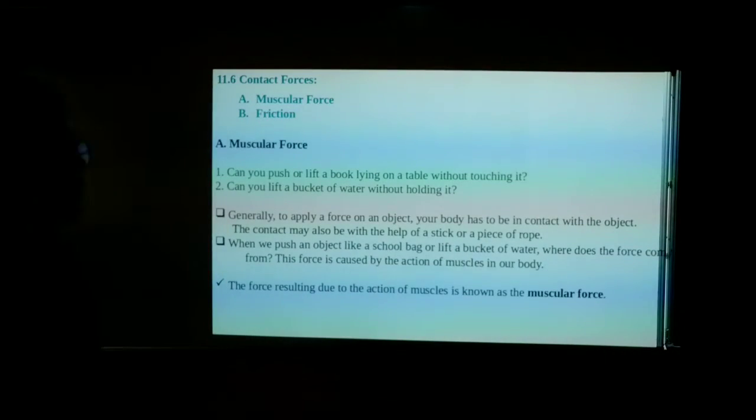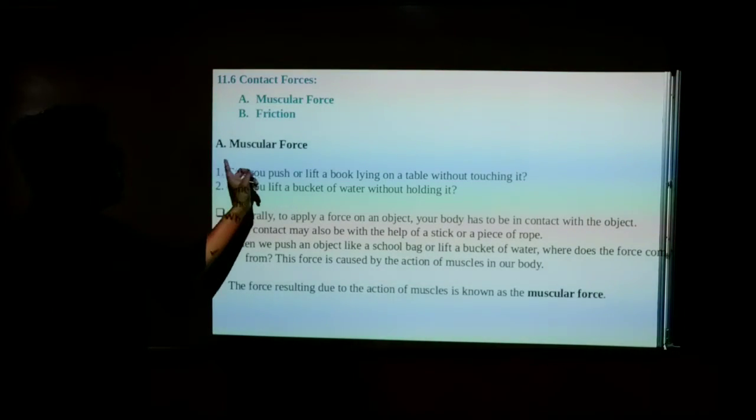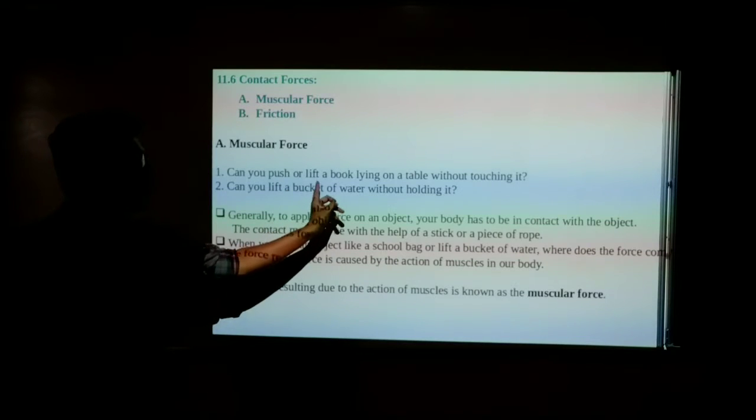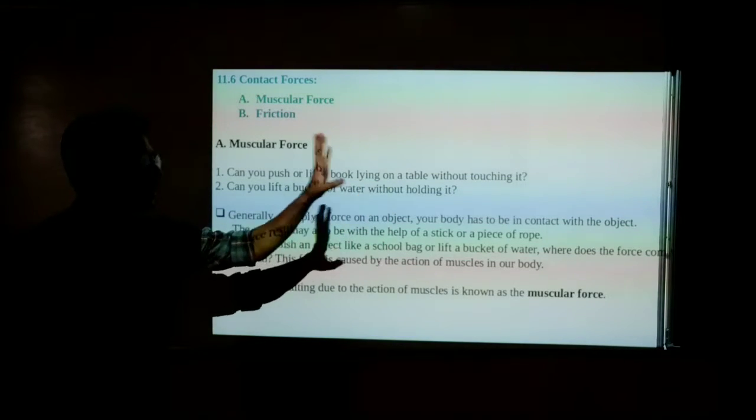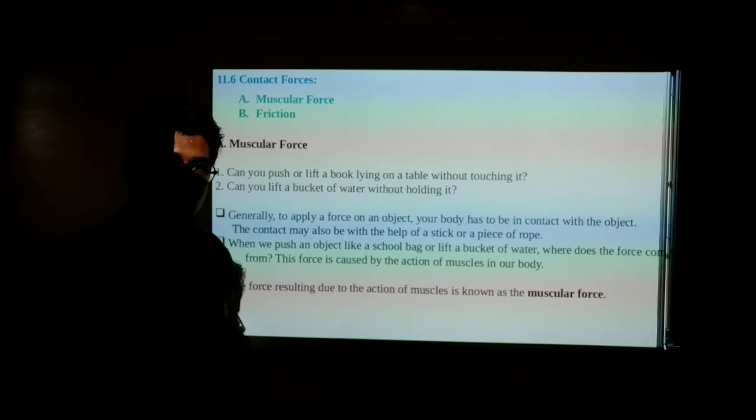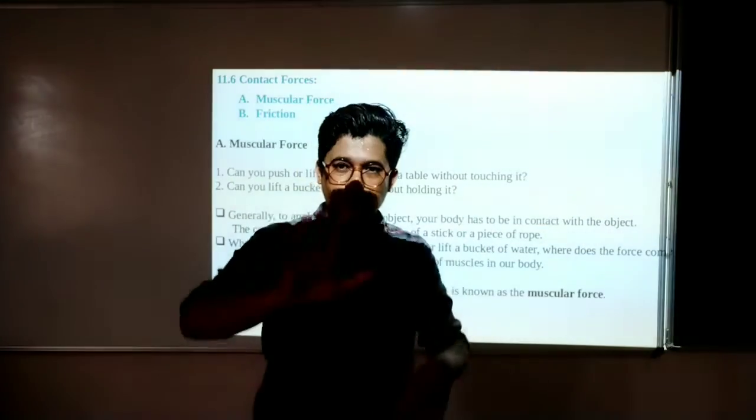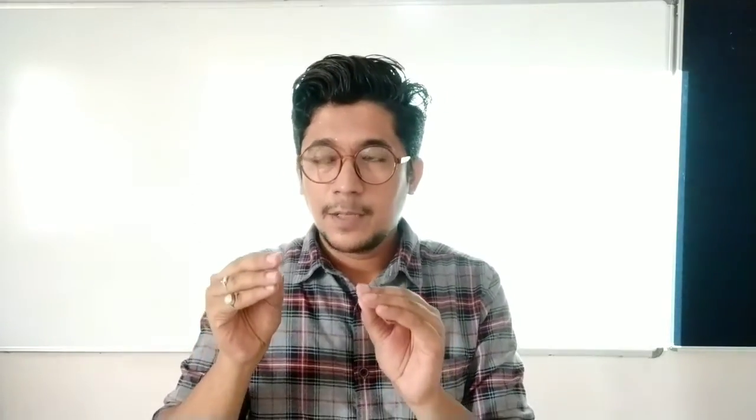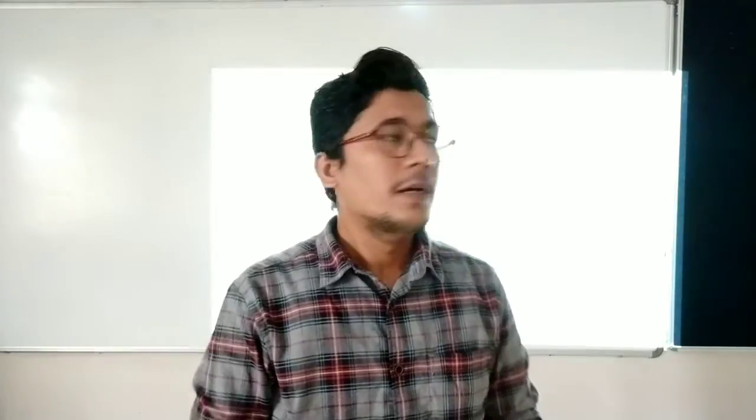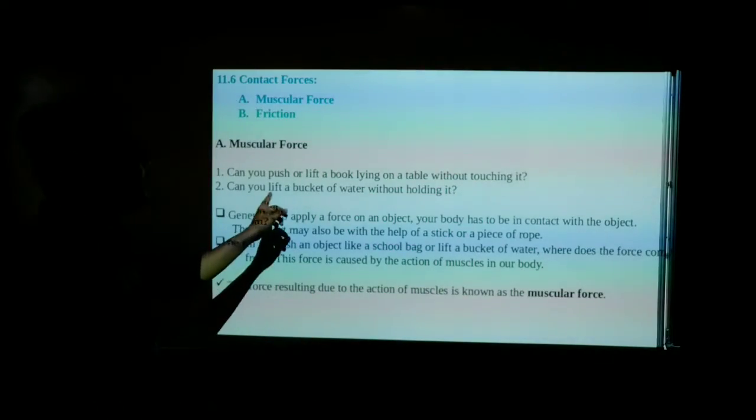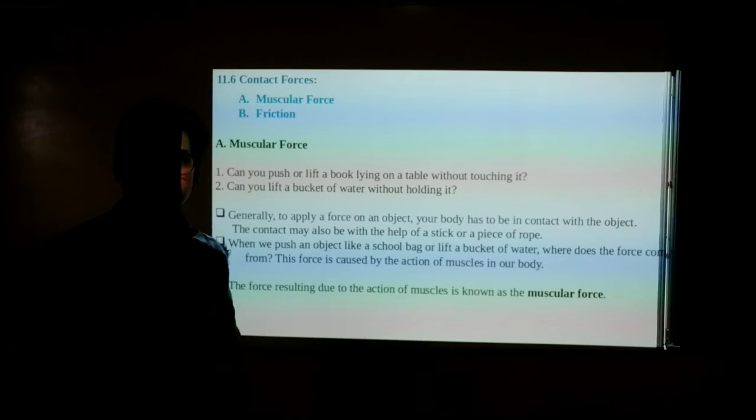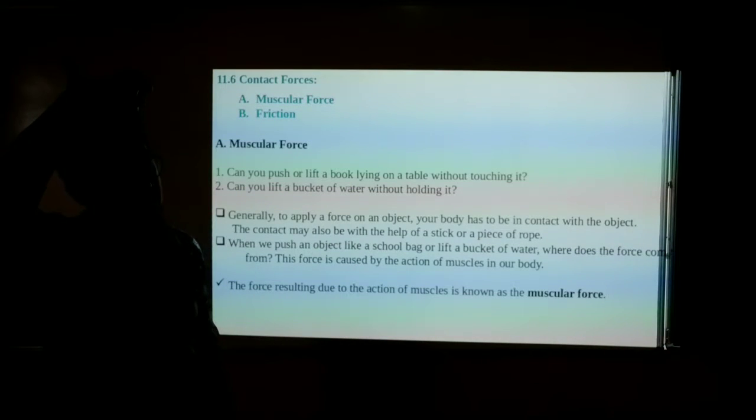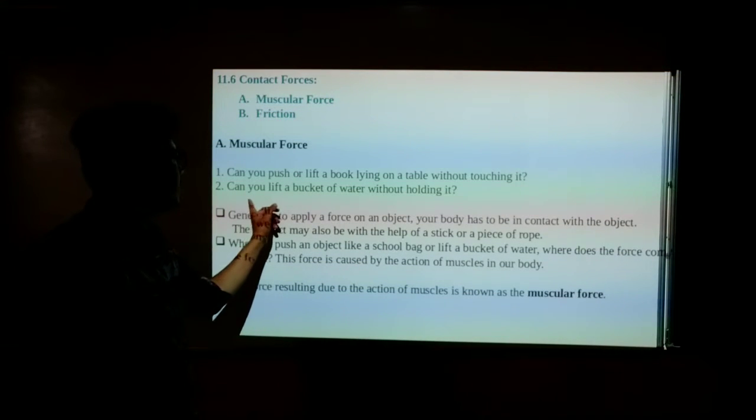So let us see, what is a muscular force? Can you push or lift a book lying on a table without touching it? If you were a magician, you could raise the book. But you are not a magician, so it is not possible to take a book which has been put on a table without touching it. No, we cannot. The second question is, can you lift a bucket of water without holding it? No, there is no such possibility.